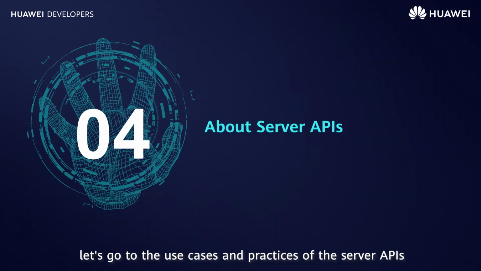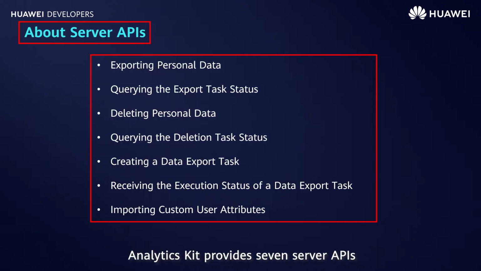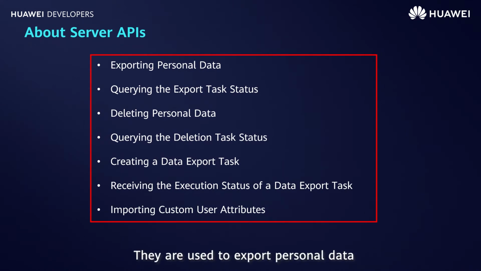Now let's go to the use cases and the practices of the server APIs. Analytics Kit provides 7 server APIs. They are used to export personal data, query the export task status, delete personal data, query the deletion task status, create a data export task, receive the callback of the data export task status, and import custom user attributes.